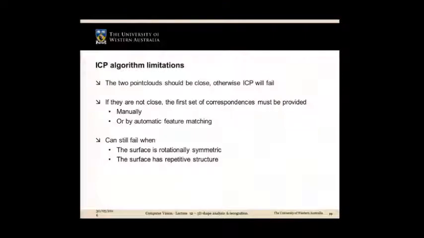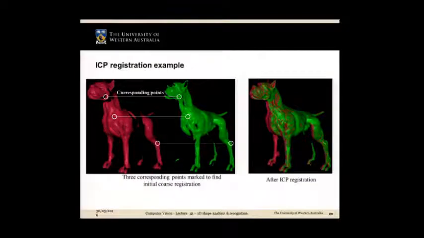Let's say a flat surface. If you're trying to register two flat surfaces, ICP would fail, right? Because establishing correspondence between flat surfaces is very difficult. And the surface may have a repetitive structure. You have a wavy structure, let's say. In that case, ICP would also fail.